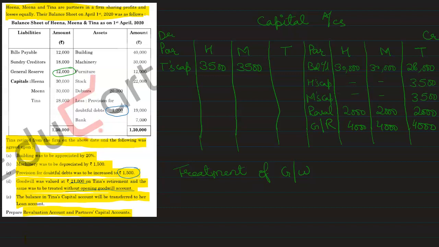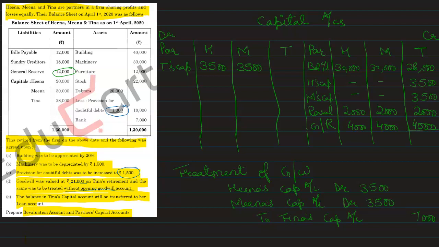Below this capital account we will show the treatment of goodwill: Hina's capital account debit, Meena's capital account debit, to Tina's capital account. She will get 7,000 and they will pay 3,500 each.